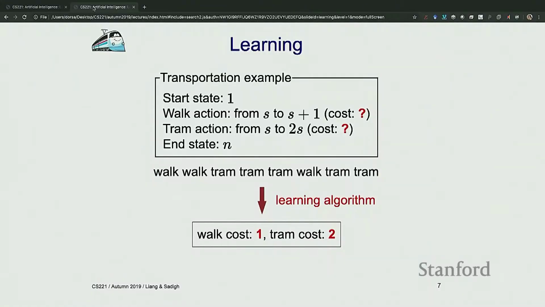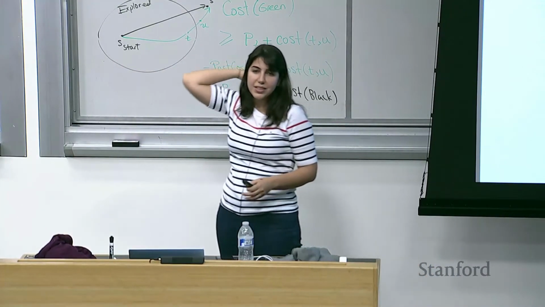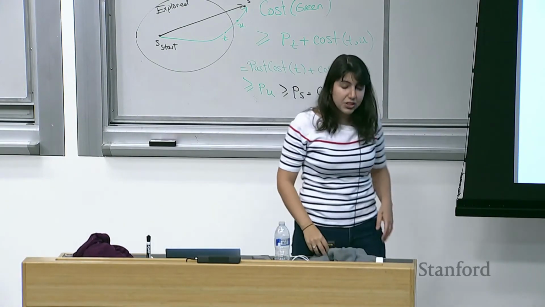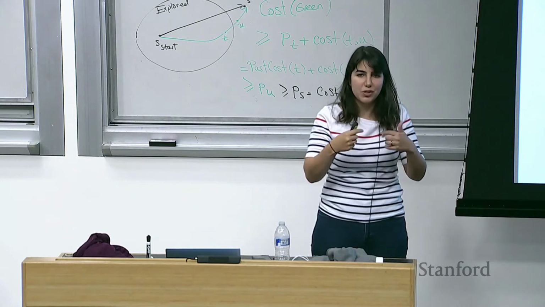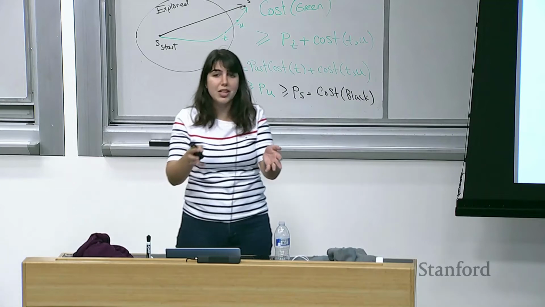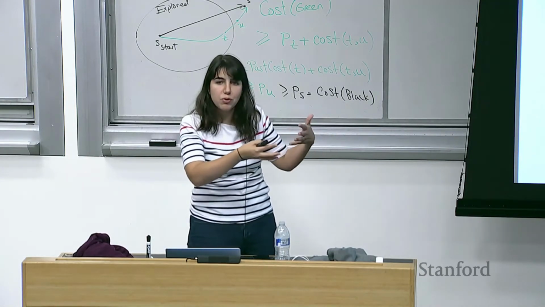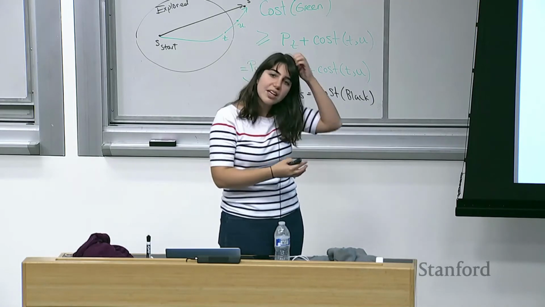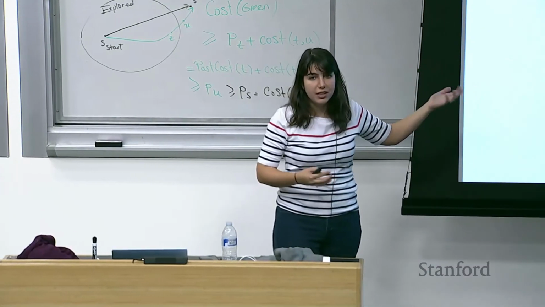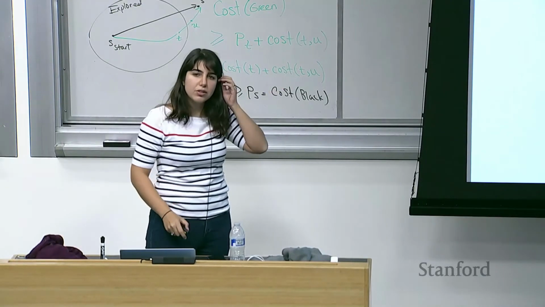Question? Is it possible to have multiple solutions? For example, in this case, if you could have walk equals 2 and tram equals 5 or something? That's a good question. So the question is, is it possible to have multiple solutions? Yeah, so we are going to actually see that later, what sort of solutions we are going to get. There could be cases where we have multiple solutions. The ratio is the thing that matters. So if you have walk is 1, tram is 4, and you get 2 and 8, you kind of get the same sort of behavior. And then it also depends on what sort of data you have, if your data allowed you to actually recover the true solution. So we're going to talk about all those cases.